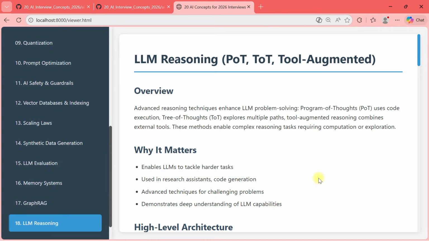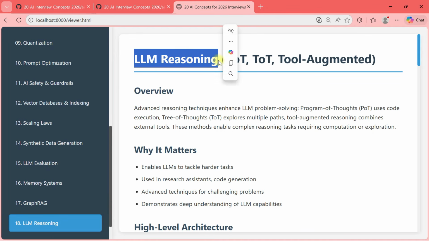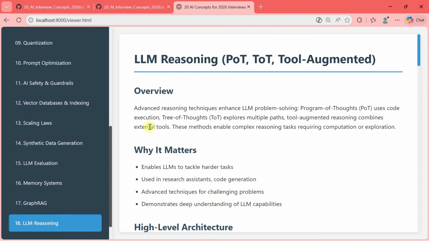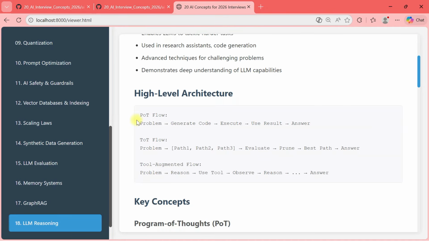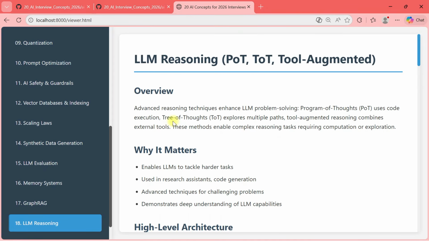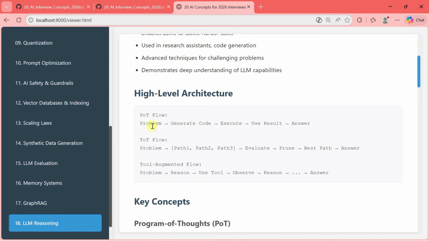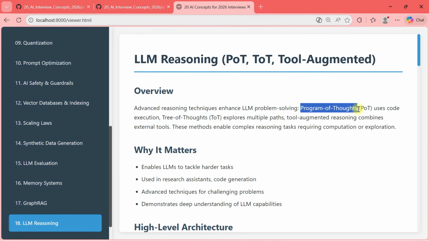The next one, not very difficult to understand again, is various reasoning methods used by LLMs nowadays, okay. And some of these we have discussed before. POT means program of thought, okay. Program of thought, what it does is it creates code basically. If you see here, problem, generate code, then execute, then use result, and then answer. So when the LLM thinks, it will generate code in between. That is called program of thought.